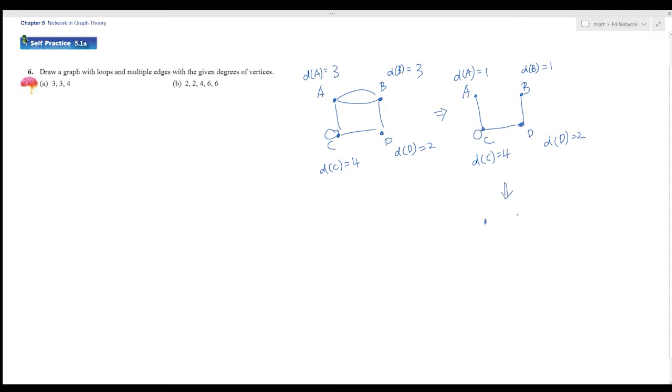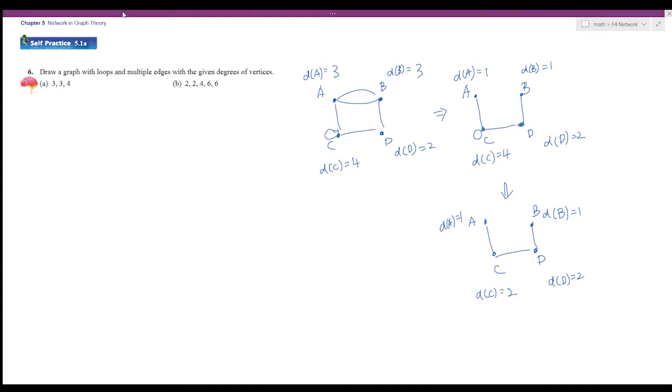The next one, if we take out the loop at vertex C, what happened to the degree of vertex C? Now the degree of vertex C is 2. So when you take out the loops, the degree of the vertex will be minus by 2. 4 minus 2 becomes 2. Okay.